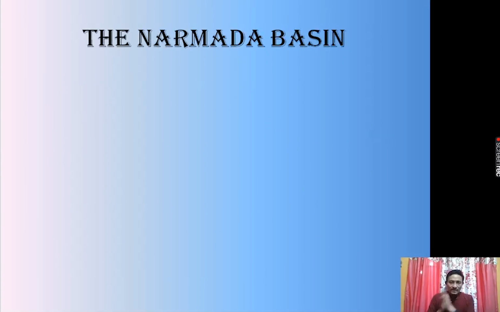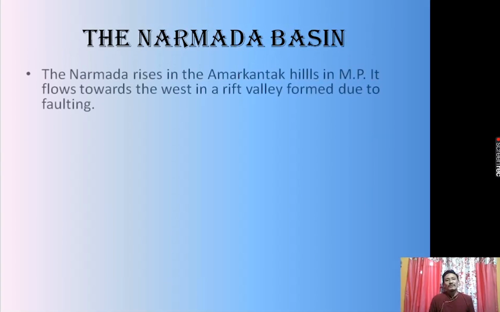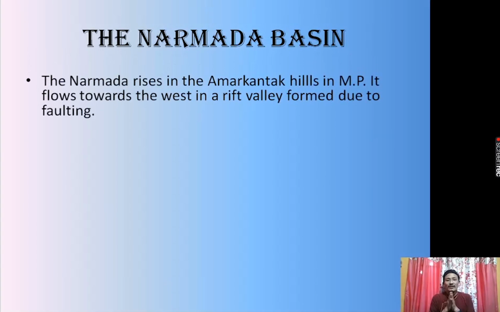Now, the first one is the Narmada Basin. The Narmada Basin rises in the Amarkantak Hills in Madhya Pradesh. It flows towards the west in the Rift Valley, formed due to faulting. So this Narmada originates in Madhya Pradesh, and due to the elevation of the Western Ghat, ultimately it flows towards the Arabian Sea.